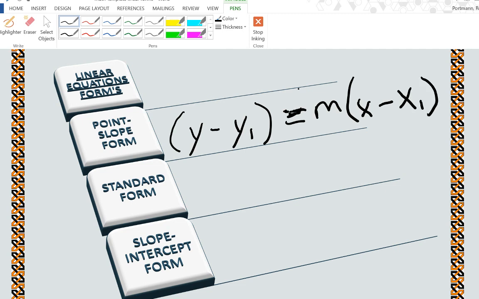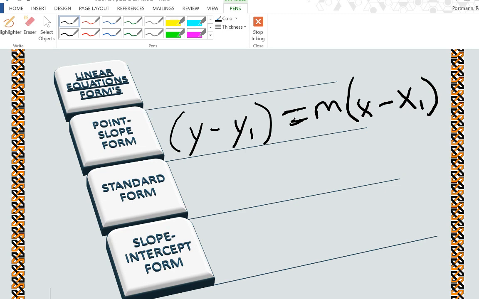All right, let me see if I can clean this up a little bit. There you go. So that is the point slope form. Guys, I just wanted you to acknowledge that it was there. You're going to see it in 9th grade, but you're not going to see it this year. Standard form you will see this year.